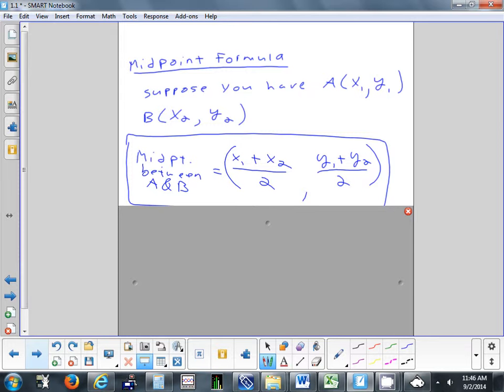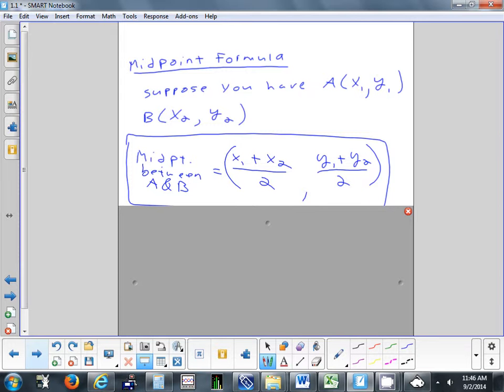One important thing to notice here is the difference between the distance formula and the midpoint formula. The midpoint formula, the answer is a coordinate. It's a location. With the distance formula, the answer is a length. Okay, so they're different kinds of formulas.